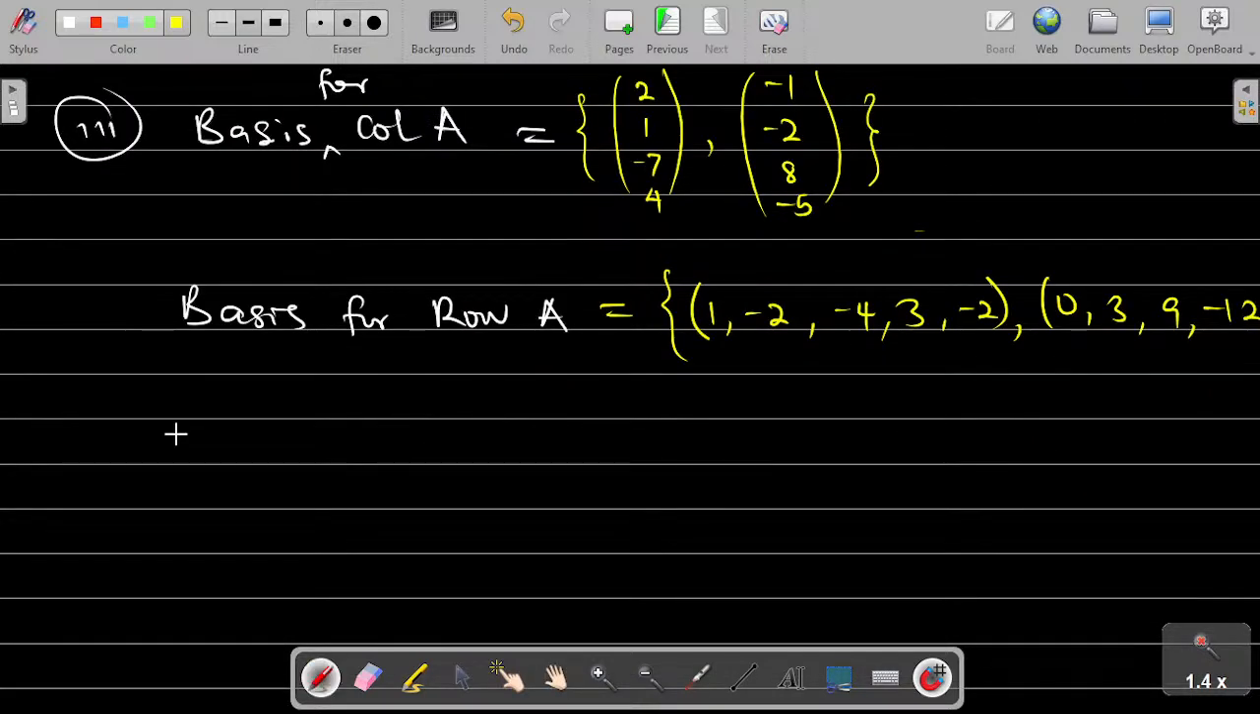You are just asked to produce the basis for the both of them. And then the final question here is IV. It says we should find the rank of A. So the rank of A, remember we said that the rank of A is equal to the dimension of the column space. And since the column space has dimension 2, therefore our rank is equal to 2 also.